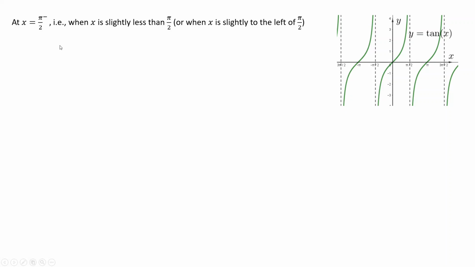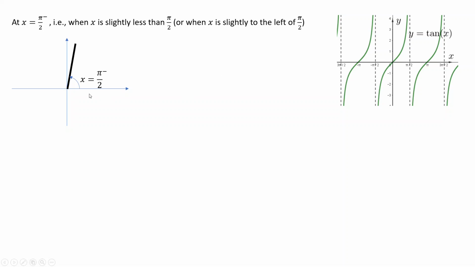And then here I'm discussing at x equals pi/2, pi/2 minus. You read this as at x equals pi/2 minus. What do I mean by pi/2 minus? That is when x is slightly less than pi/2, or slightly to the left of pi/2. Slightly less than, which is the same as slightly left of pi/2.